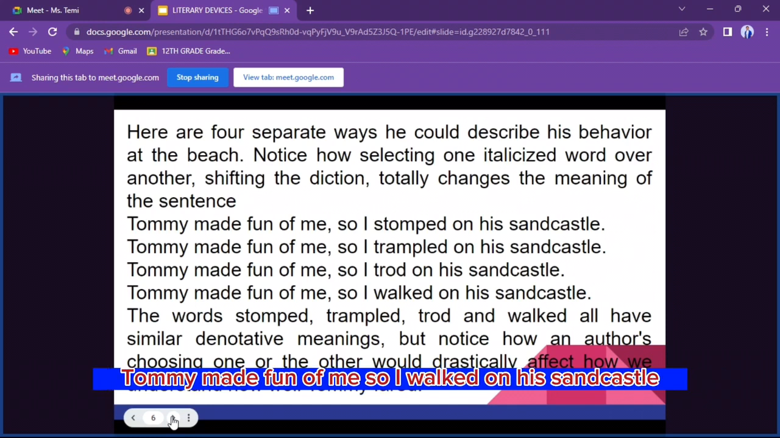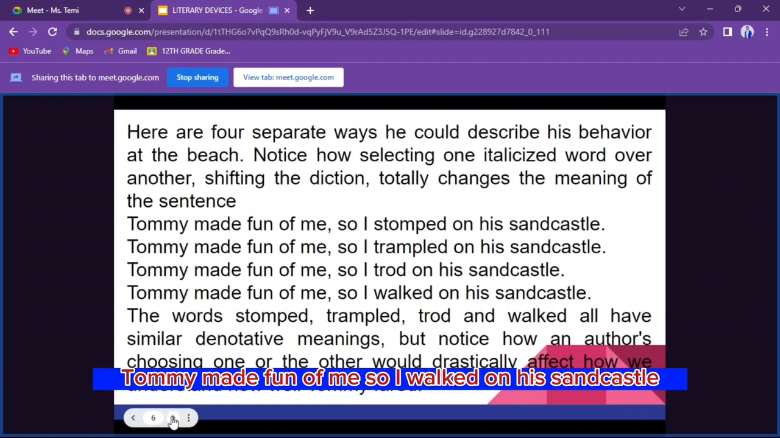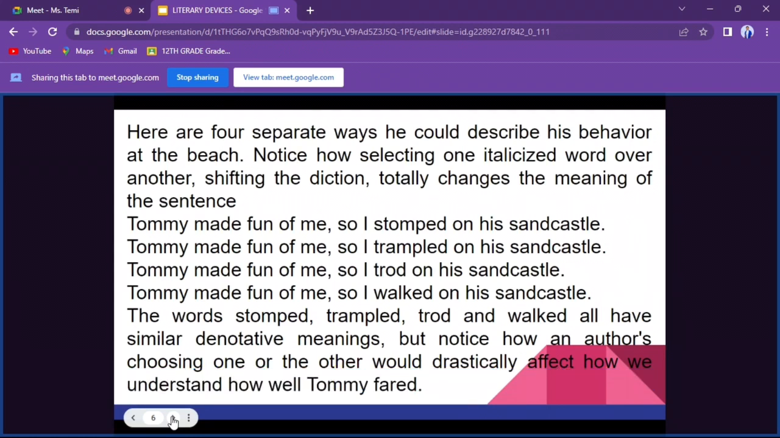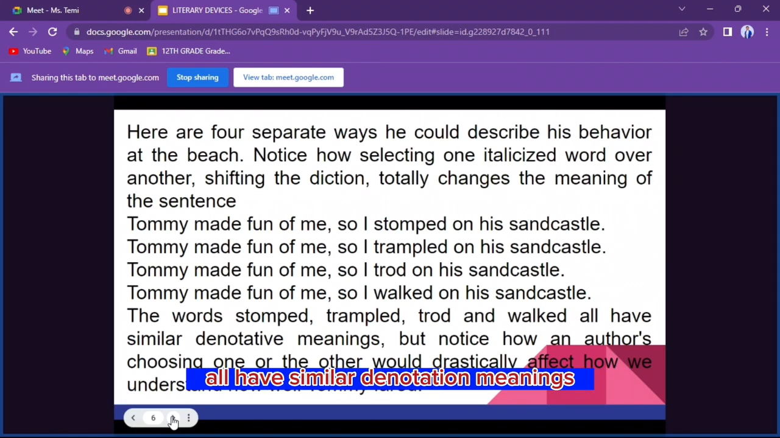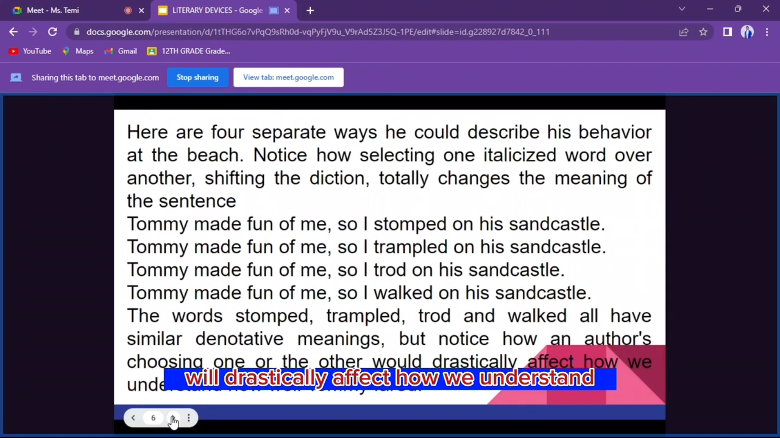Tommy made fun of me, so I worked on his sandcastle. Alright, every one of those words being changed has an effect on the meaning. Look at the last one: Tommy made fun of me, so I walked on his sandcastle. Walked, trod, trampled, and stomped are different. The actions involved are different. So the words stomped, trampled, trod, and walked all have similar denotative meanings, but notice how an author's choosing one or the other will drastically affect how we understand how well Tommy fared.